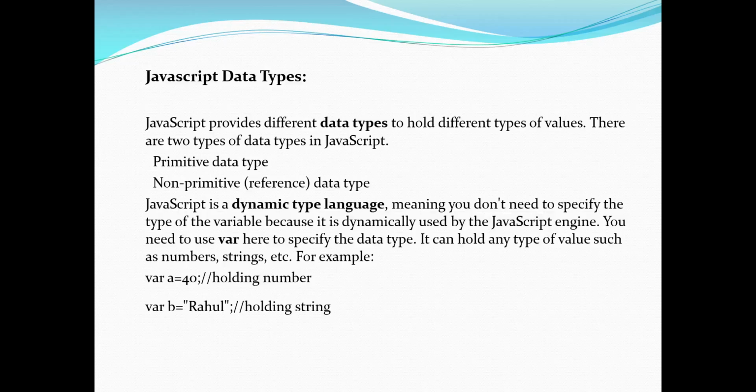JavaScript is a dynamic language, so it means we don't need to specify the type of variable. You don't need to specify in the program if it's primitive or non-primitive, because JavaScript dynamically identifies that. So you need to use just var to specify the data type. Var is for variable, so it can hold any value. It can be a number or it can be a string also.